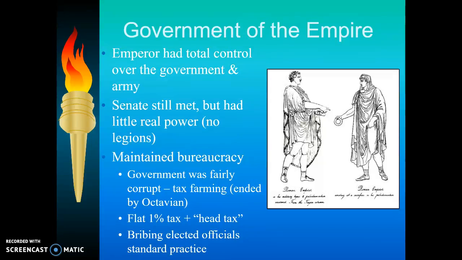The government was answered to the emperor. He had total control over the government and the military. So he was truly a dictator. He was truly a despot in the truest sense of the word. The Senate met, but they didn't have any real power. Why? Because they didn't control the military. The military was the source of power in the Roman Empire.